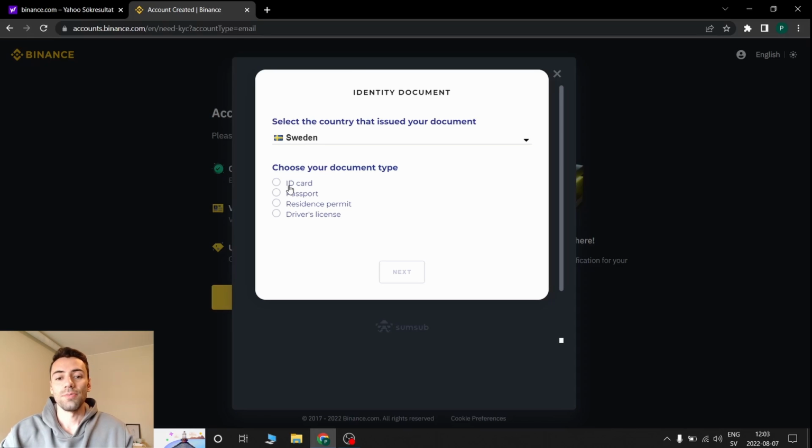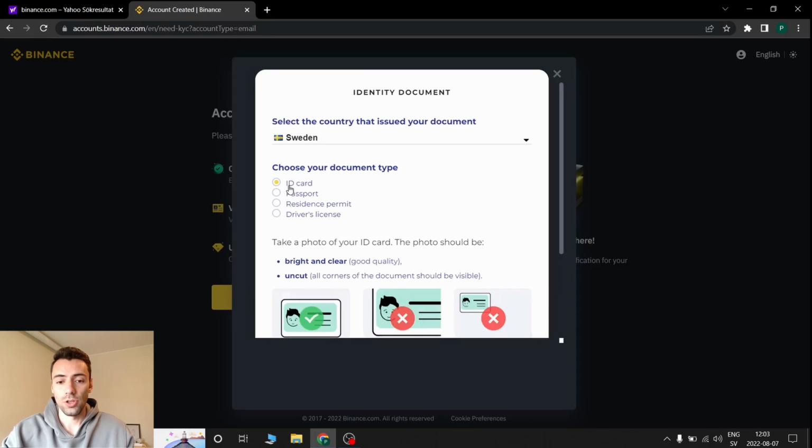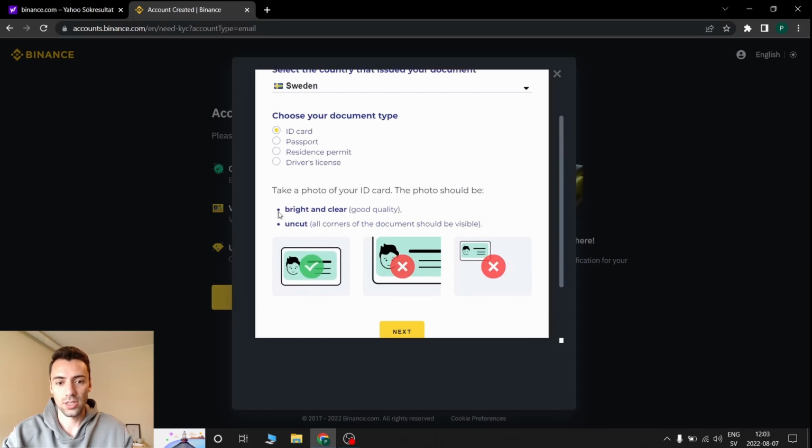So actually, because I have already used my ID, I can't verify against, but it is really easy. You can go through it and you will see it's not that hard. As you can see, it also has tips for you. You have to take pictures clearly, bright and clear, without anything cut off.